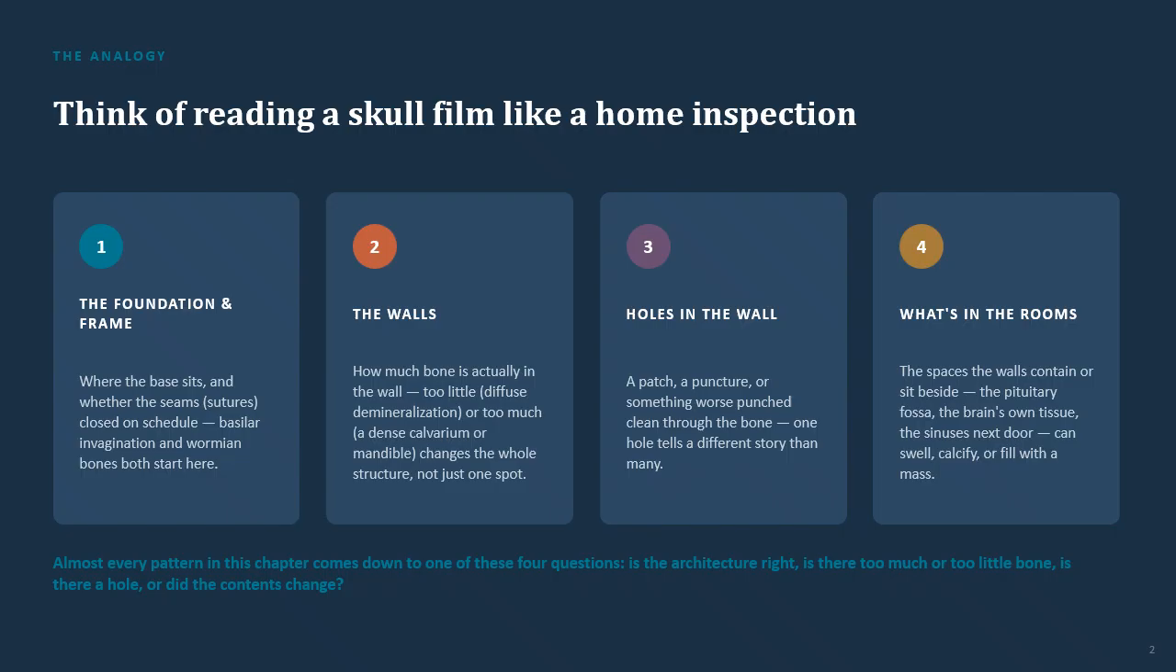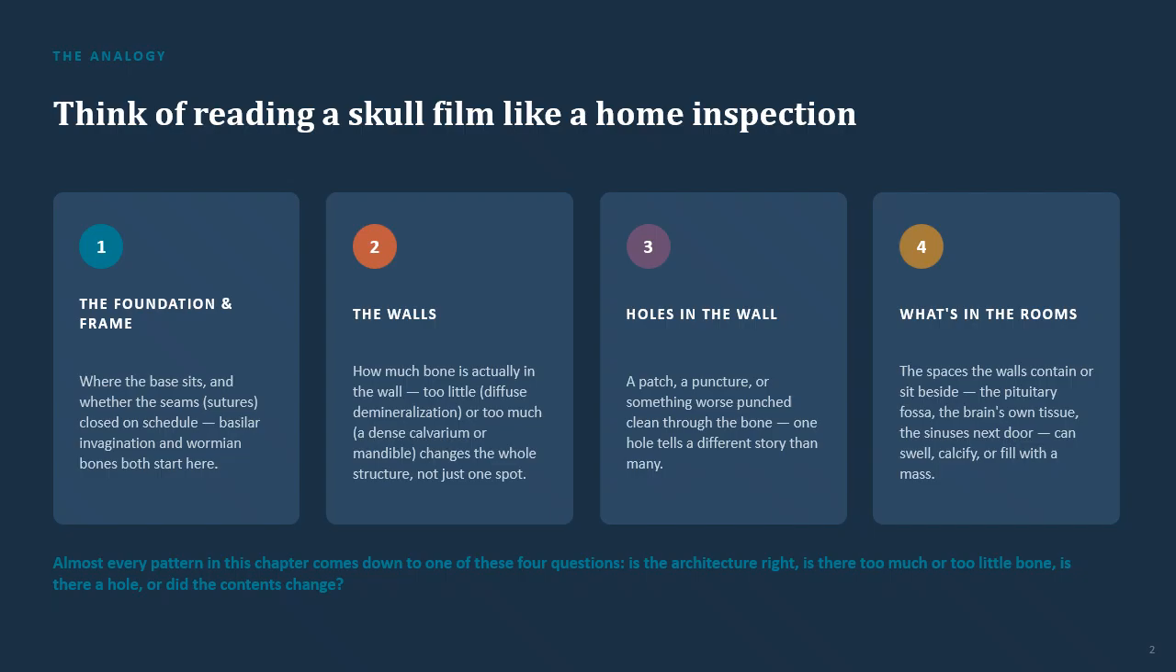The first thing we're going to do is check the foundation, and we're also going to check the frame. With the skull, we're looking at, is that skull normally shaped? Is it shaped like it should be? We're looking at the base of the skull. Is it in the correct position? We're looking at the sutures and whether or not they developed or closed like they should have based on the patient's age. So we're basically asking, is the structure of the house normal? Is the structure of what we're seeing on the skull imaging normal?